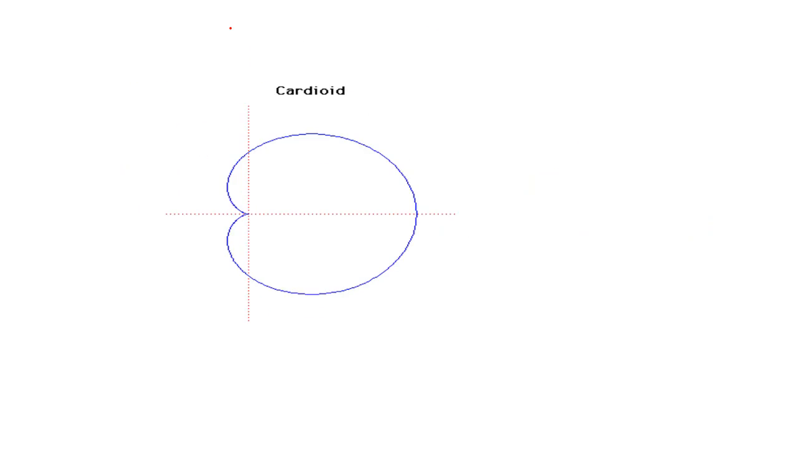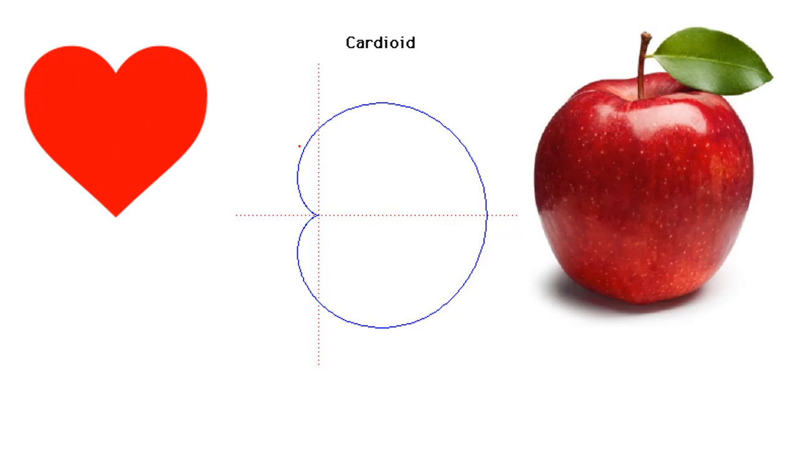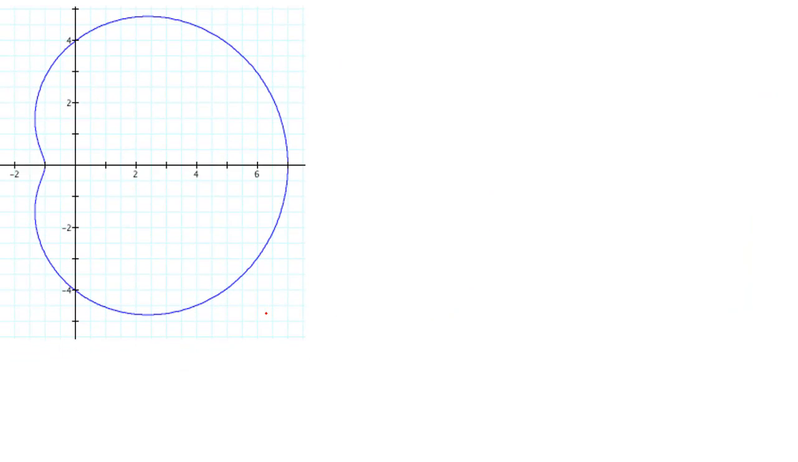Well, wait a minute. So, what is Cardioid? This is the graph of Cardioid. It's like the heart on Apple where you just see it, and it must have something like in the middle, in the origin. So let's look at this graph.